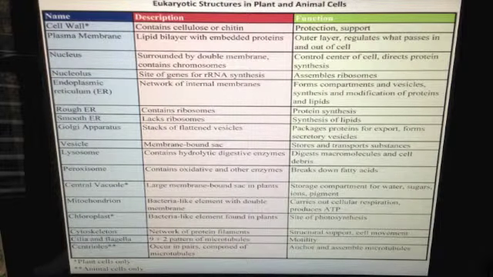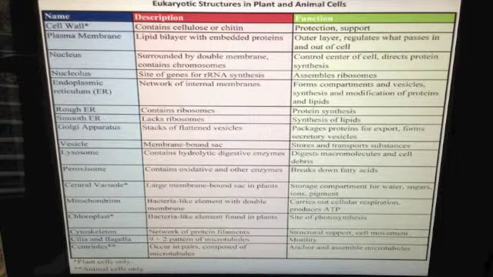Golgi apparatus has stacks of vesicles. The function of this one is it packages proteins for export, forms secretory vesicles. Vesicle is a membrane-bound sac that stores and transports substances.